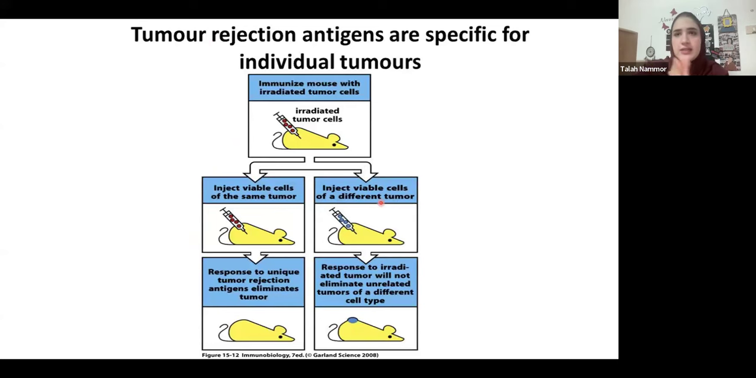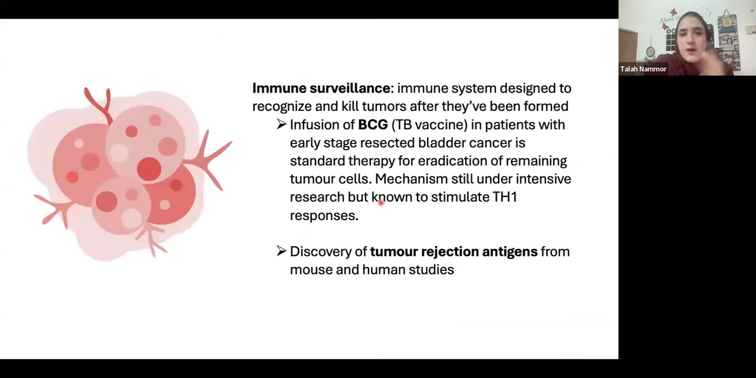Our immune body, for example this mouse, had cells or antigens that were specific for this tumor and it was able to kill it off and protect the mouse from it, but it wasn't able to protect it from another kind because it didn't have the antigens for that kind. Okay, so this is kind of an idea of how our body protects us from these things by immune surveillance. Okay, now how did they kind of come into it?